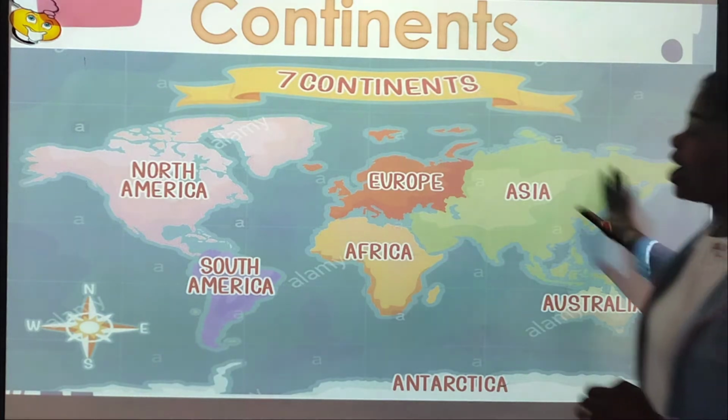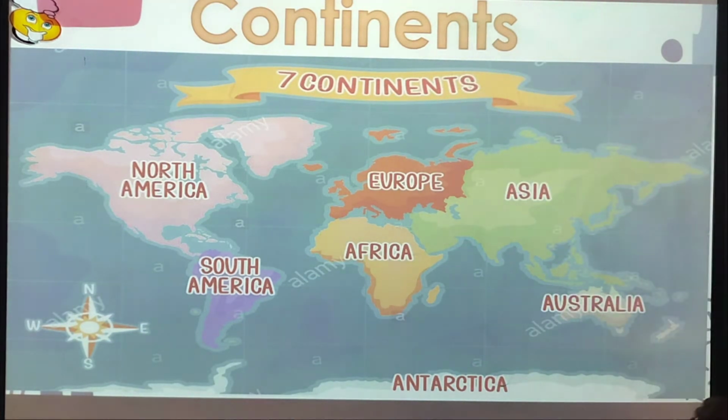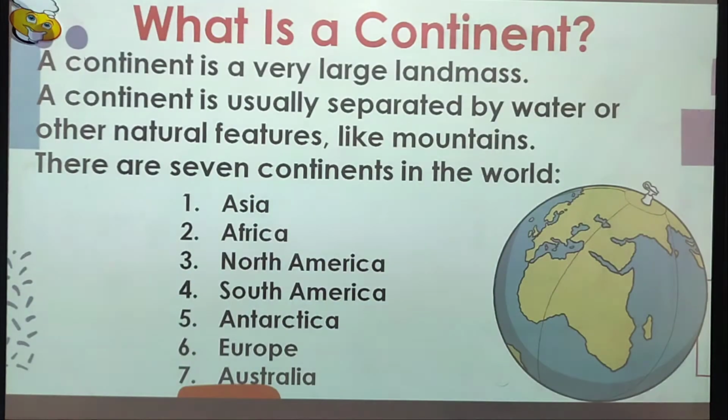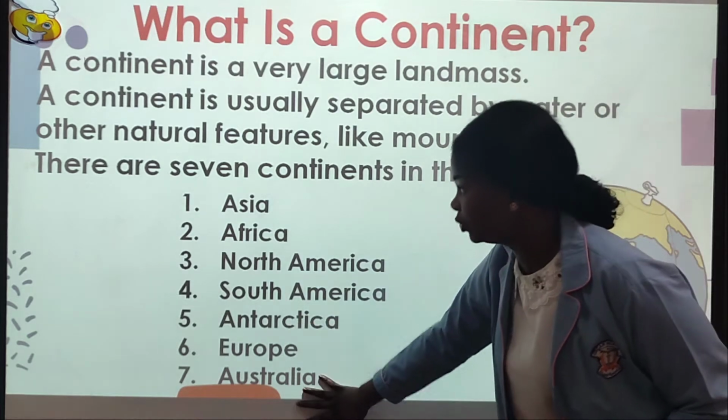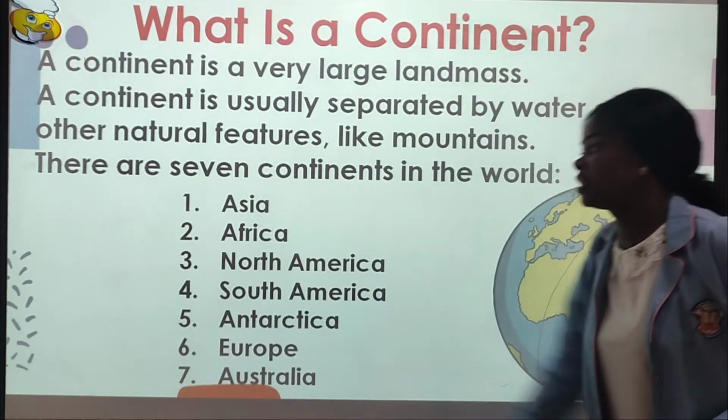Now, let's talk about the continents. What is a continent? A continent is a very large land mass, okay? A continent is usually separated by water or other natural features like mountains. There are 7 continents in the world. 1, 2, 3, 4, 5, 6, 7. So we'll take a look at them one after the other.